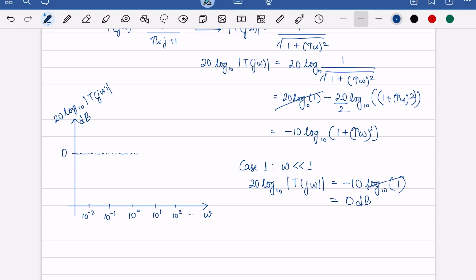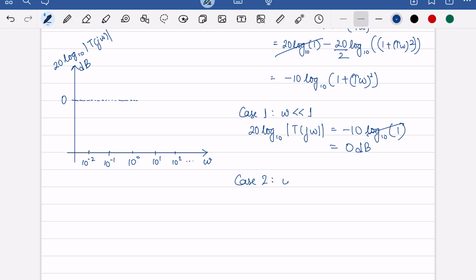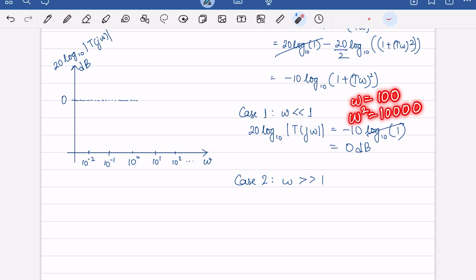Let's look at the other case where omega is much larger than 1. So it's like we're going out here towards infinity. This here sets up case 2, omega much greater than 1. In this case, if you look at what's inside the log, this term becomes really big. So if omega is equal to, let's say, 100, then omega squared is going to be 10,000. And 10,000 multiplied by the time constant squared gives you something, let's say 40,000.